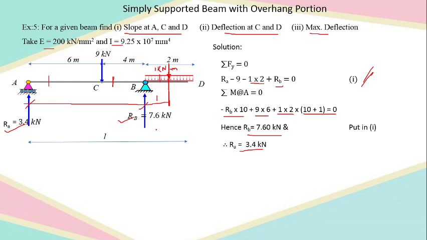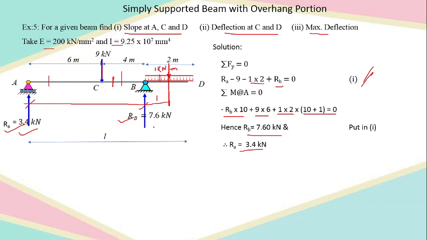Once I find the external support reactions, now we use the governing equation of double integration: EI d2y by dx square is equal to Mx. Here the right hand side is the bending moment, observed at various sections, taken between two consecutive forces. The first force is 3.4 upward, the second force is 9. So the first section is in AC, the second section between the second and third forces, and the last section somewhere in BD.